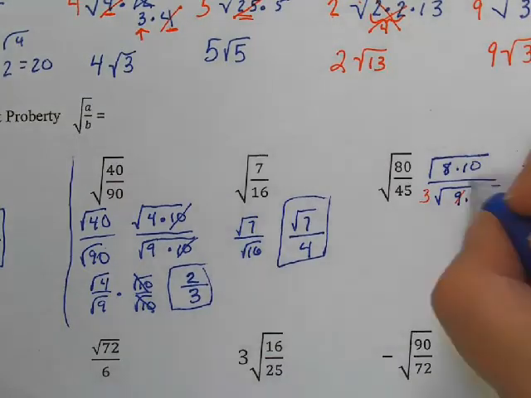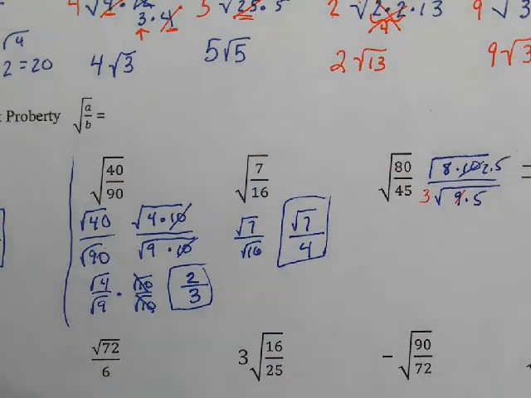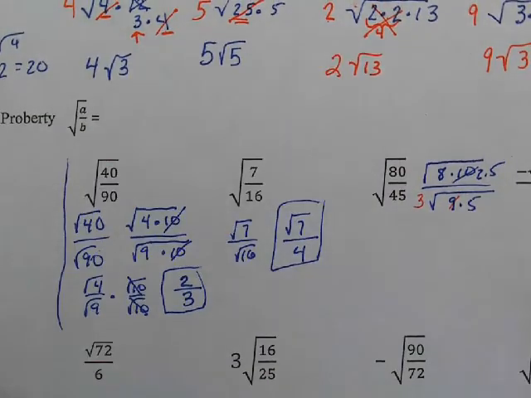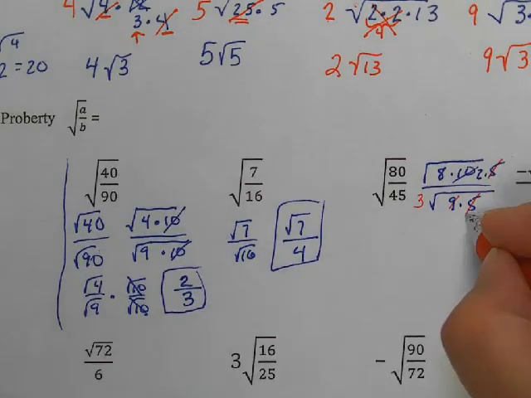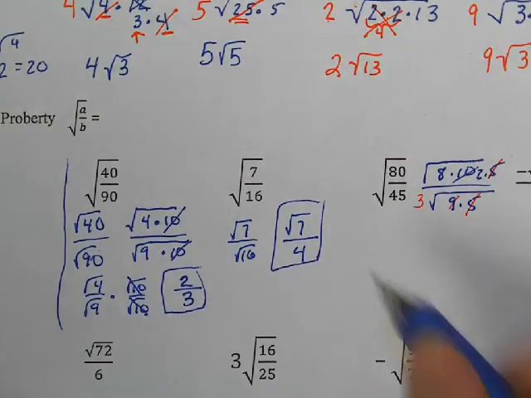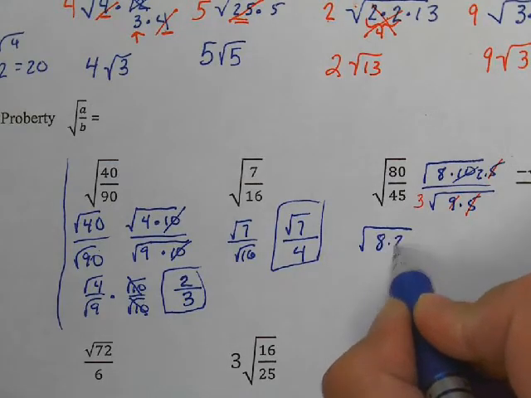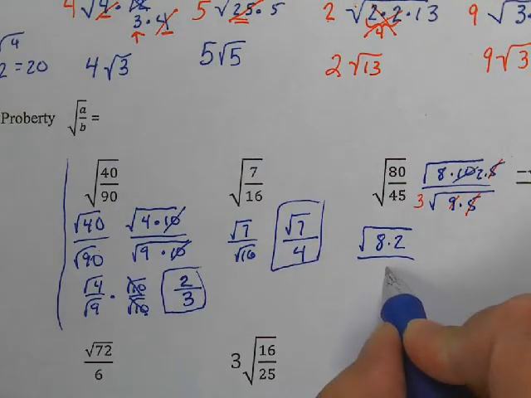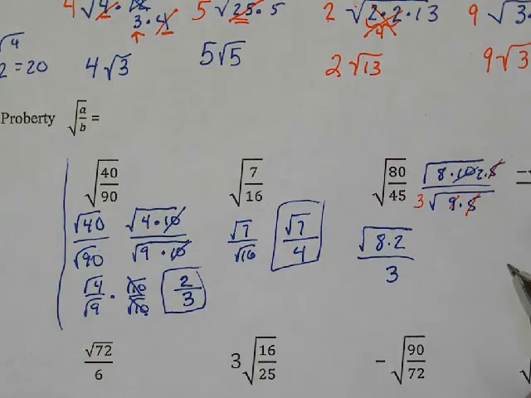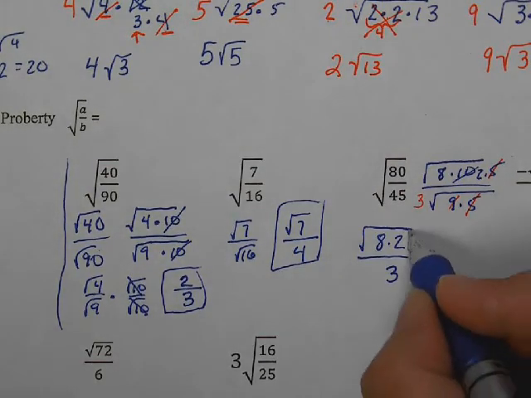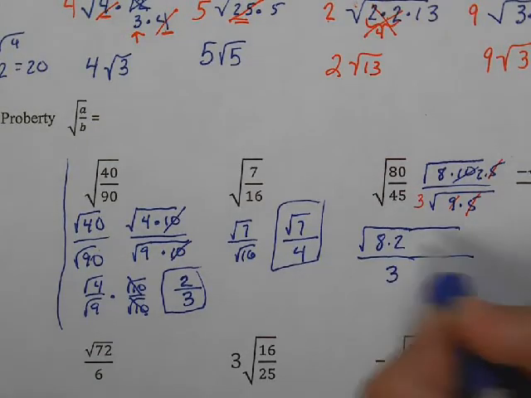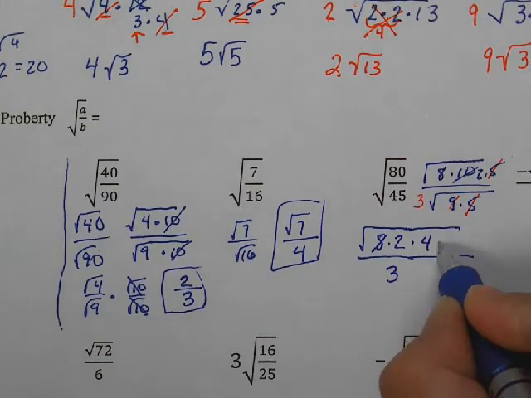I also know that 10 is 2 times 5. When I have a square root of 5 on top and a square root of 5 on bottom, those can cancel. So let me rewrite what I have now. On the top, I have the square root of 8 times 2, and on the bottom, I just have 3. I'm going to keep looking to see if that 8 times 2 will factor, and 8 will simplify to 4 times 2.